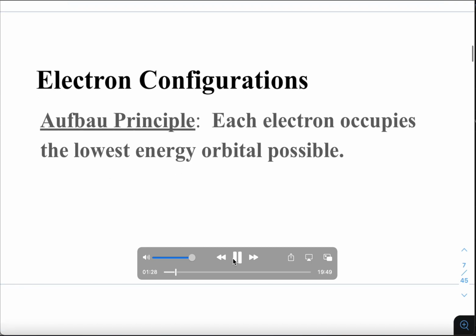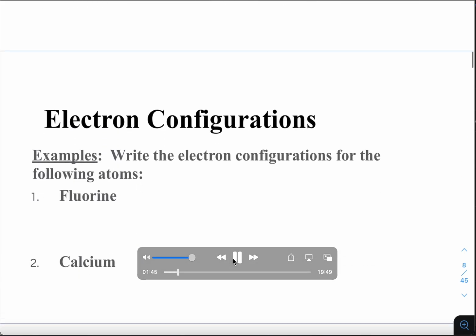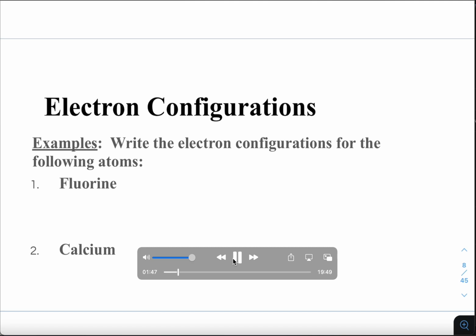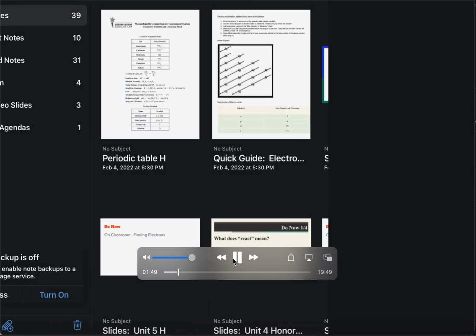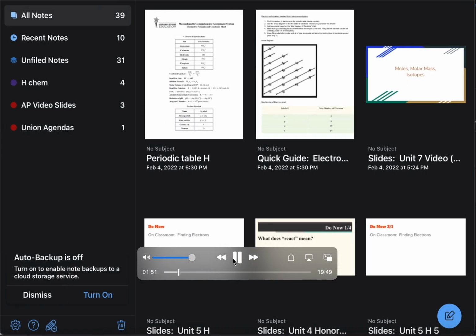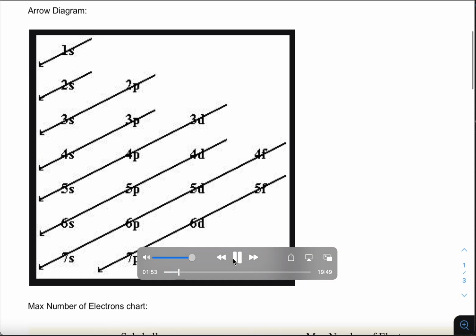This principle right here says that you have to put an electron in the lowest energy level possible before you move on. Lowest subshell, lowest orbital. So there are 2 ways that I'm going to help you figure out what that is. So we're going to do these 2 examples, and I'll go over those 2 different ways. The first way involves this arrow diagram right here.